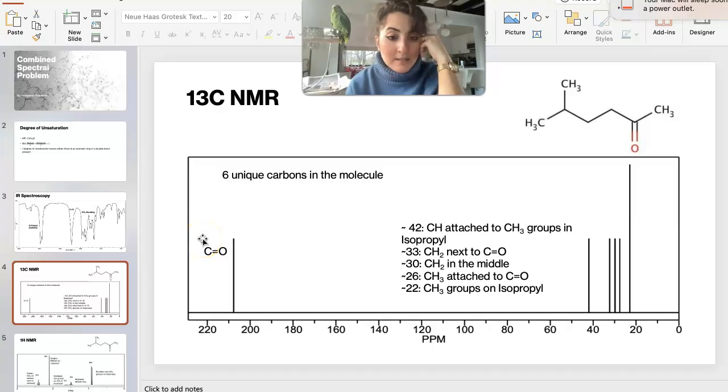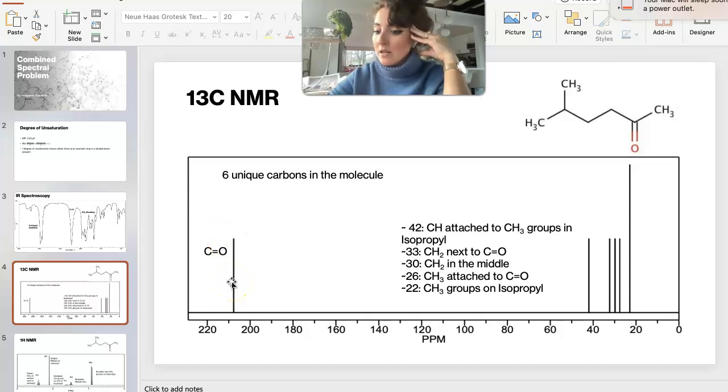The next thing that I did was, well, first, this is what I propose is my molecular structure for the molecular formula that I was given. I can tell by looking at this that there are 6 unique carbons present in my molecule. There are only 6 different waveforms, even though I have 7 carbons in my compound, which tells me that 2 of the carbons are completely identical.